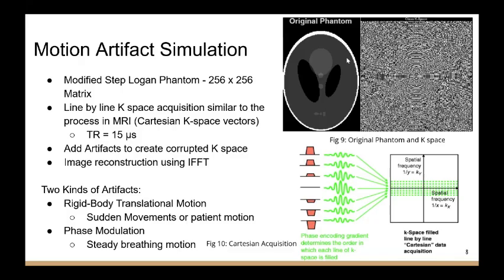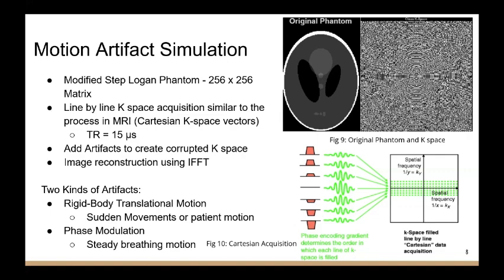For our motion artifact simulation, we used a modified Shepp-Logan phantom over a 256 by 256 image matrix, and we acquired its K-space. These can be seen in Figure 9. To acquire this K-space, we used 2D Cartesian K-space sampling, which is basically going through the K-space line by line. Each line is acquired at a different time in a sequential order. This method is most commonly used in clinical MRI sequences, as it is generally robust to noise and provides a fast reconstruction. After doing so, we corrupted the K-space using two different kinds of artifacts.